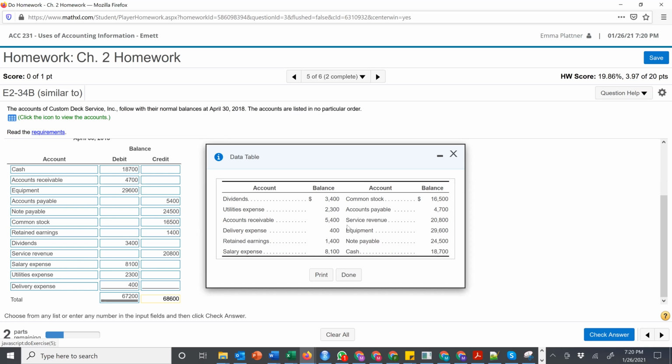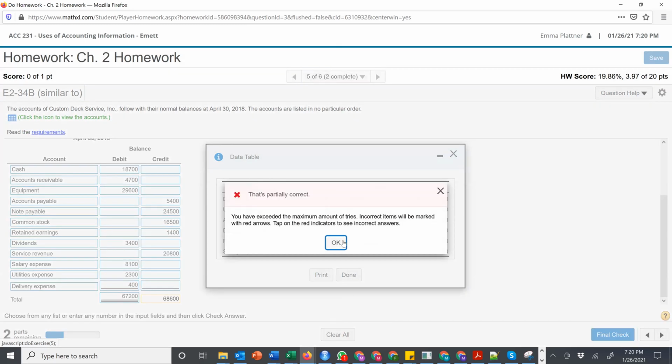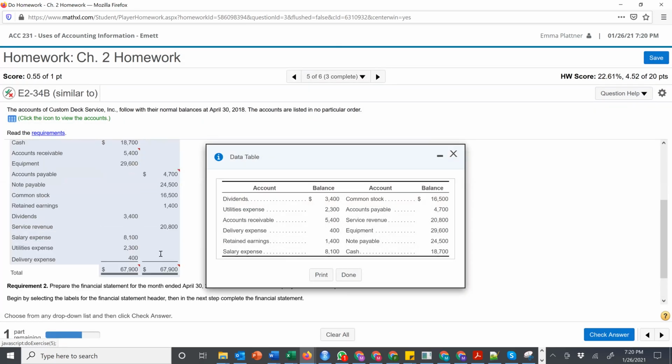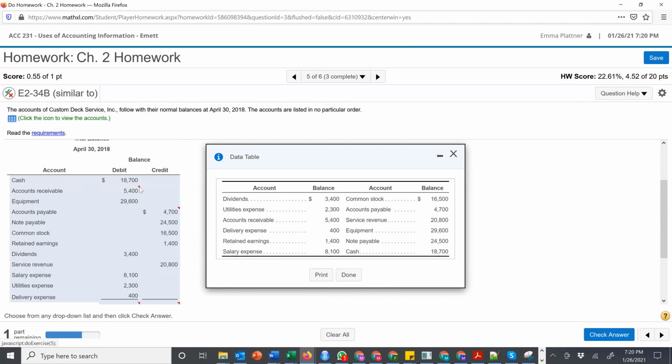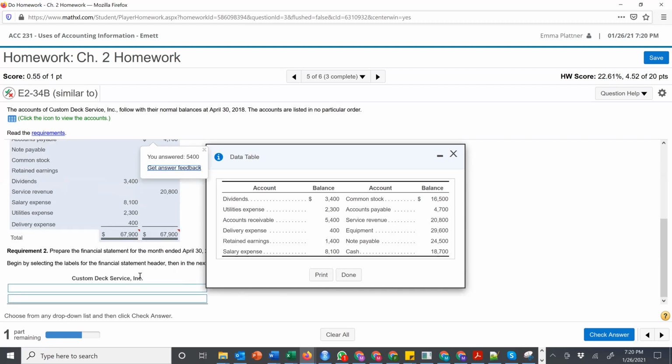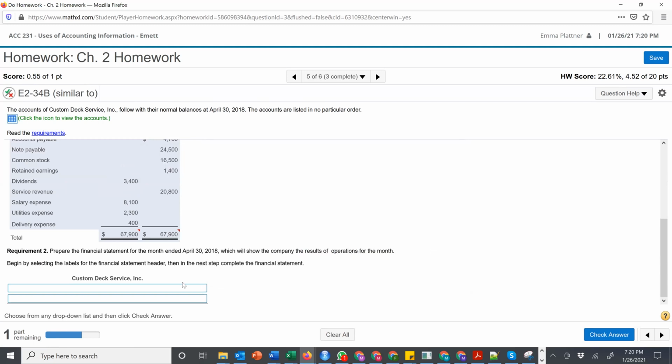If we don't see anything, then okay, check answer. Wait, what? Never mind. Yeah, so it said those two are wrong. Accounts receivable is 4,700, and that's why they're different. Okay. These things are so frustrating.